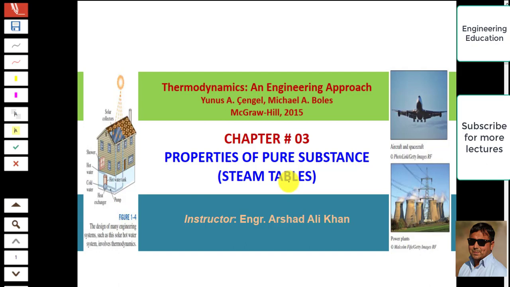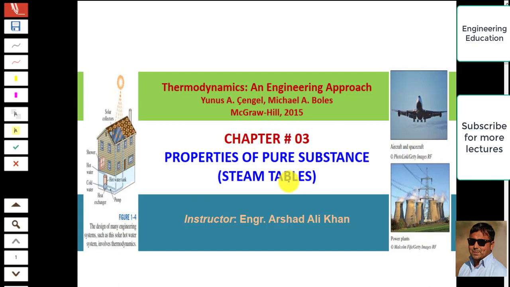As we know, thermodynamics has various applications in many fields like power plants, refrigeration, air conditioning, IC engines, heat and mass transfer. So to solve problems related to power plants, we need the use of steam tables.